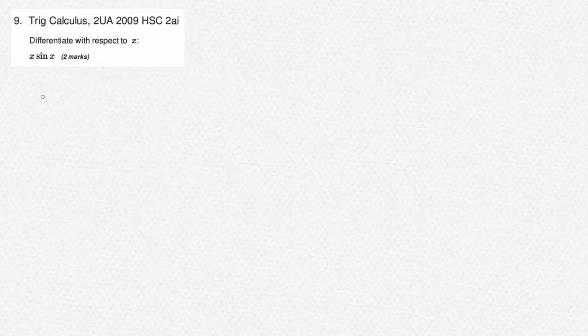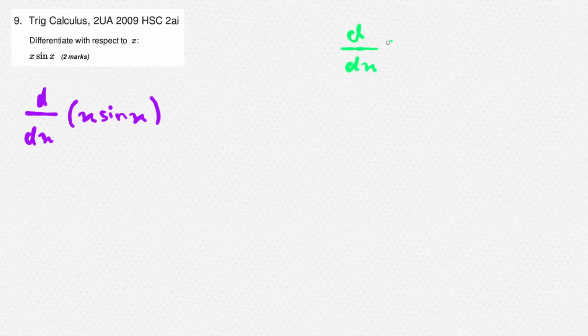In our next question, now pause the video and try this question yourself, and then play the video and see if you get the same answer as me. Differentiate with respect to x, x sine x. To derive x sine x, we must know how to derive x and how to derive sine x. To derive sine x, it will always be equal to cos x. This is a rule that will be used a lot in exam questions.